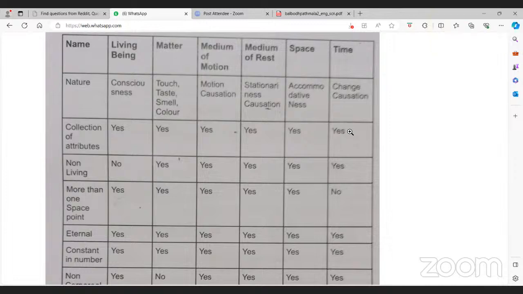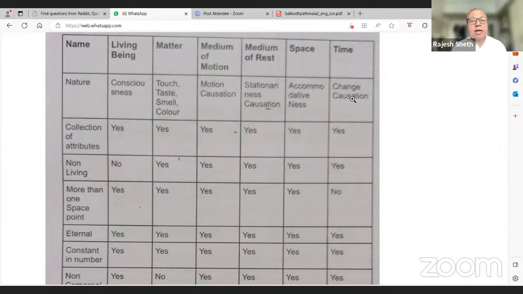But why don't we take it as a single time? Why do we relate the time with each space point? Because at a particular time, the same time is there for all other substances. Substances have more than one space point. And this quality of time having one space point is the specific quality of time. It is having one space point.